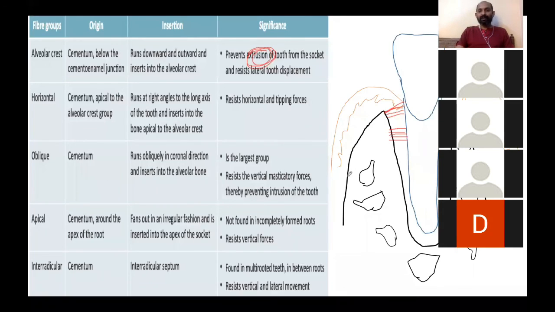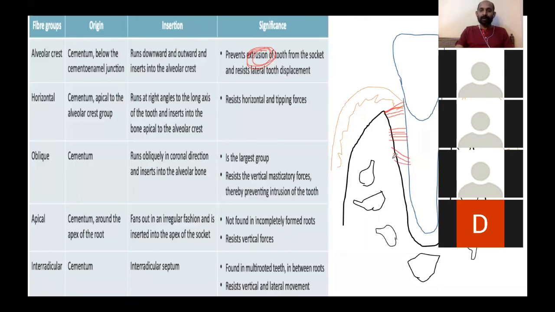Then the third group of fibers are called the oblique fibers, which are very important because they form the bulk of the principal fibers. The bulk of the periodontal ligament is made up of collagen, and in that collagen, what is the bulk of the principal fibers? It is the oblique fibers. As the name indicates, they are not running horizontally, they are running in an oblique direction. They start from the cementum and run upwards and get inserted onto the alveolar bone.